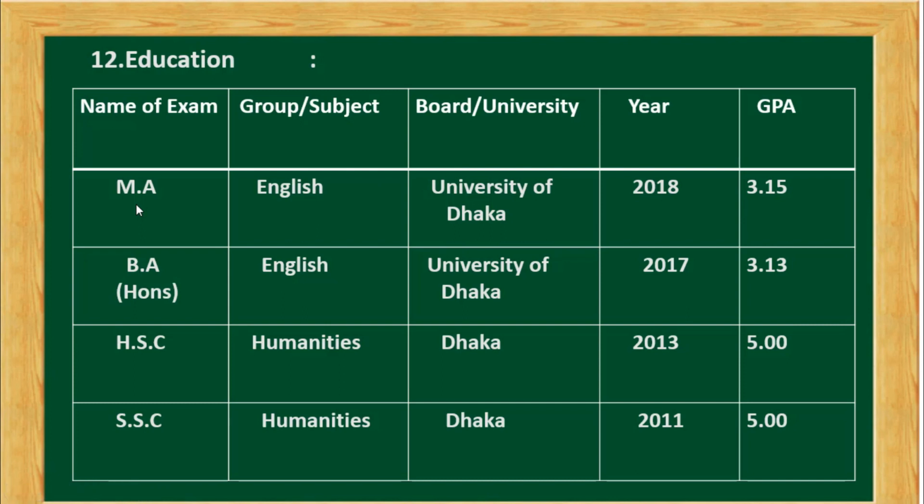The candidate should put much more focus on this qualification by mentioning grades and GPA. That means the grades and GPA are very important for educational details. And here you can see for MA, you can write your GPA 3.15. For BA Honors, you can write the GPA 3.13, and you can write SSC and HSC GPA 5.